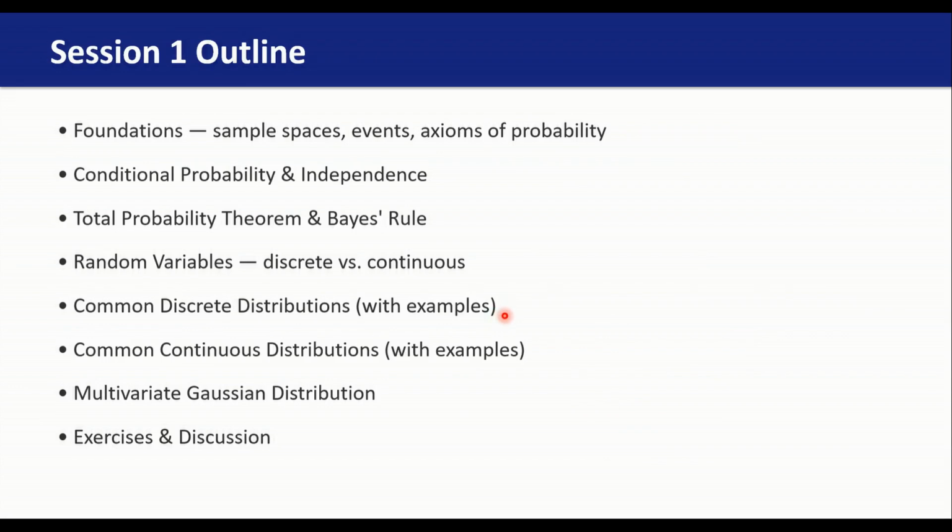Today we cover 8 topics. 1. Foundations. 2. Conditional probability and independence. 3. Total probability theorem and Bayes rule. 4. Random variables. 5. Common discrete distributions with some examples. 6. Common continuous distributions also with some examples. 7. Multivariate Gaussian distribution. And at the end, we are going to cover some exercises and discussion on this session. I should mention that multivariate Gaussian distribution is very important for machine learning.